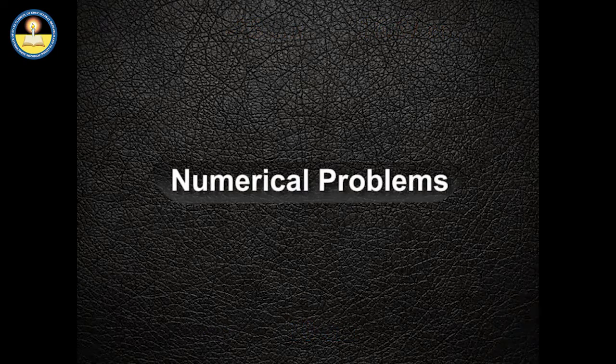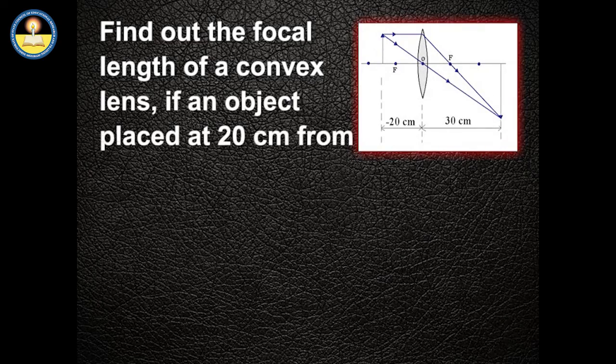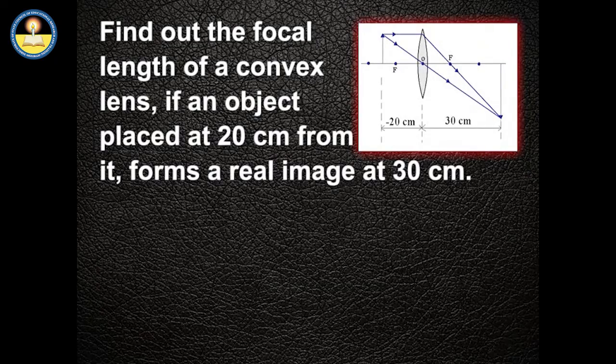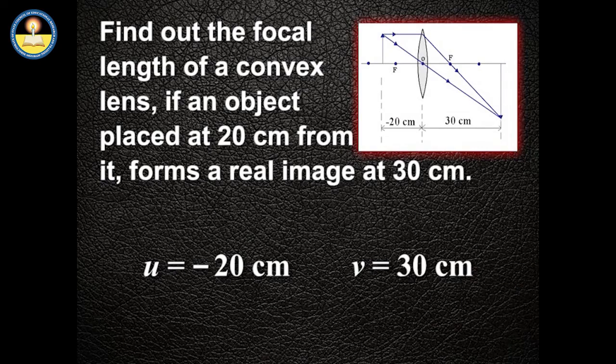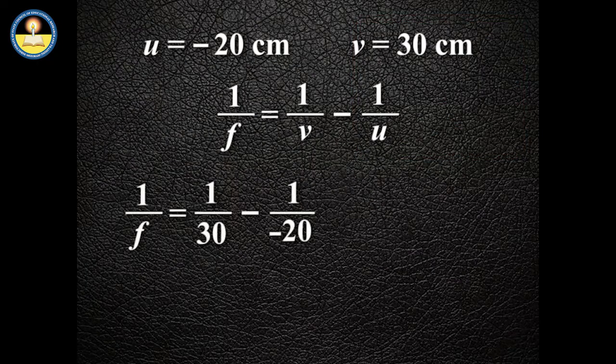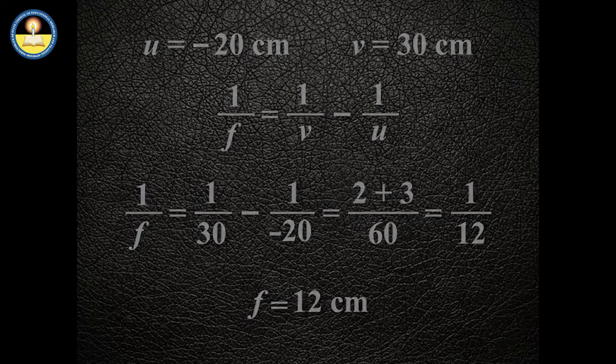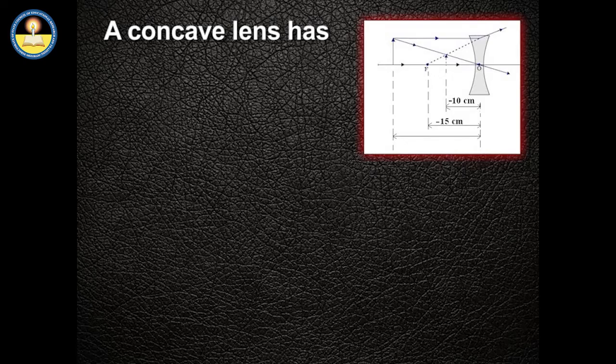Let's try some problems. Find out the focal length of a convex lens if an object placed at 20 centimeters from it forms a real image at 30 centimeters. Here, object distance u is minus 20 centimeters and image distance v is 30 centimeters. By using the lens formula, focal length can be obtained as 12 centimeters. Let's look at another problem.